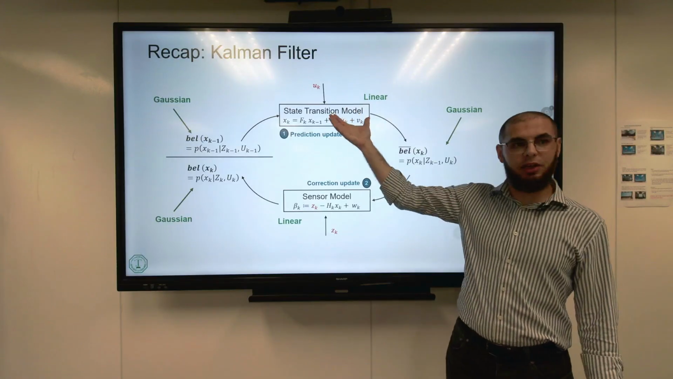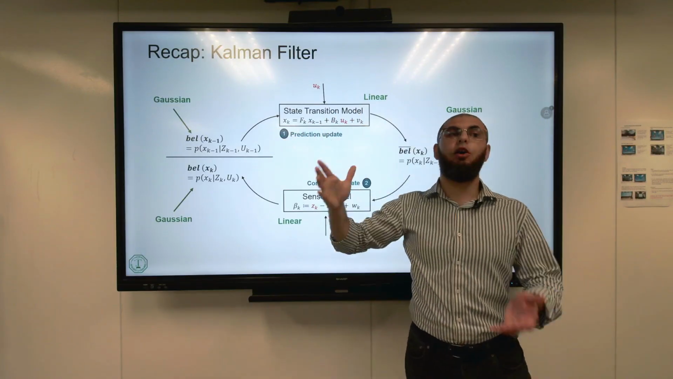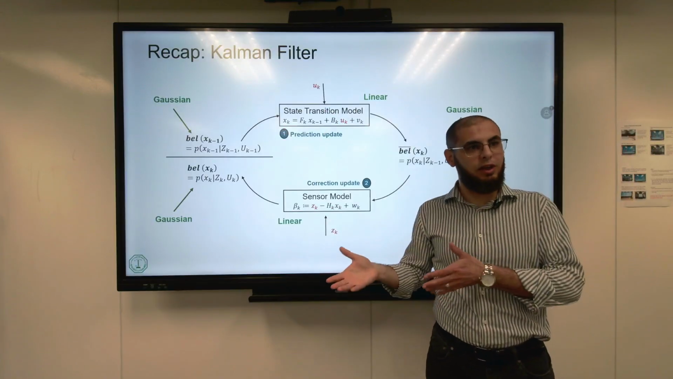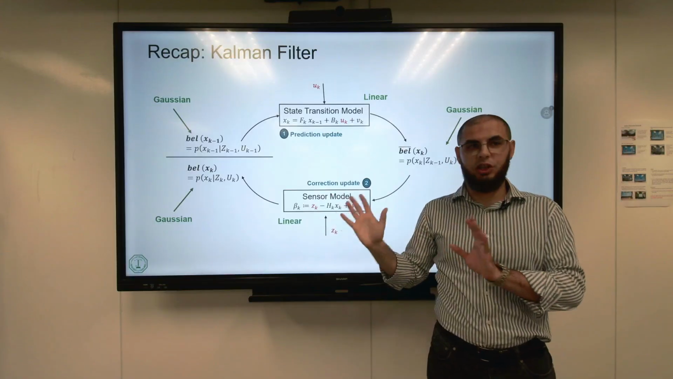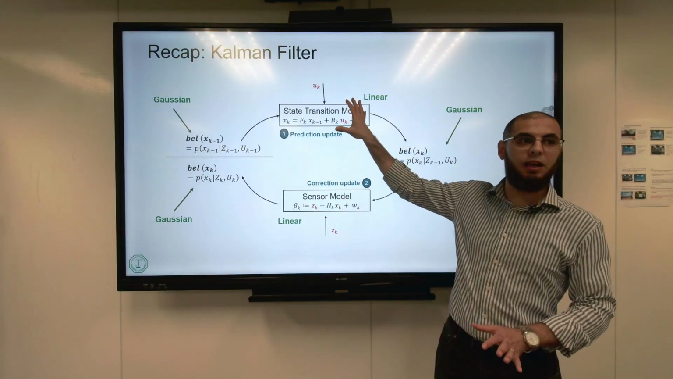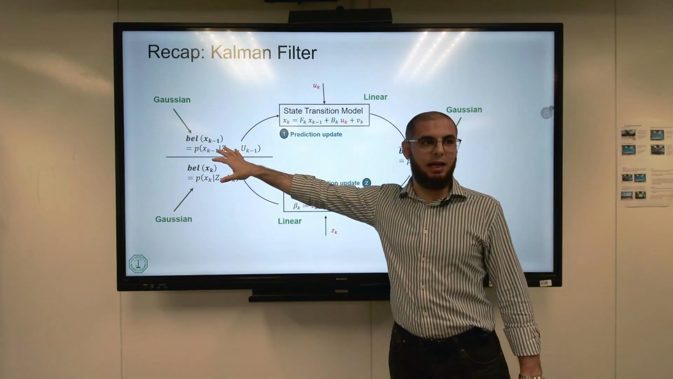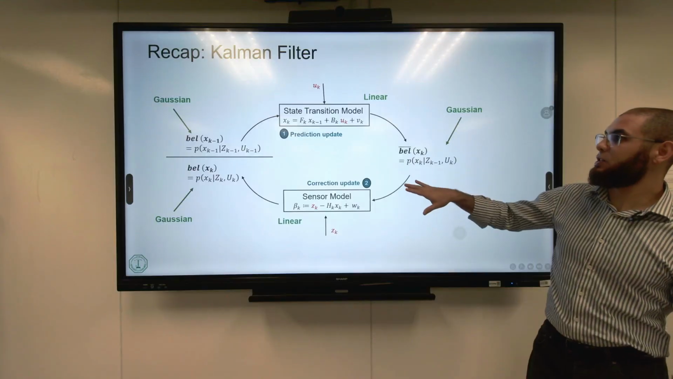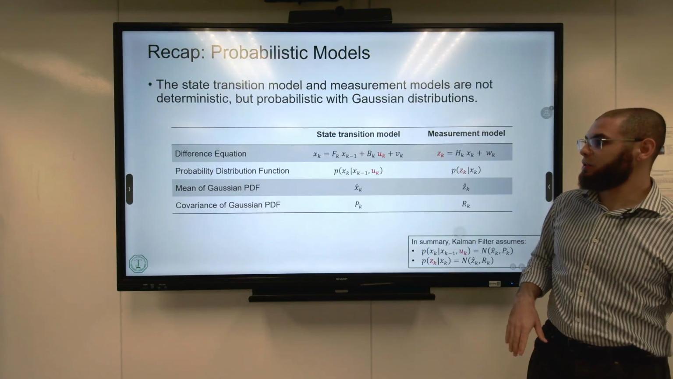If you have a nonlinear equation and you give it a Gaussian, the output is not necessarily a Gaussian. So even if you start with a Gaussian and you enter a nonlinear equation, the output in general is not a Gaussian. However, if you have a linear model and the input is a Gaussian, the output is a Gaussian. And then we looked at this idea of linear state transition models.